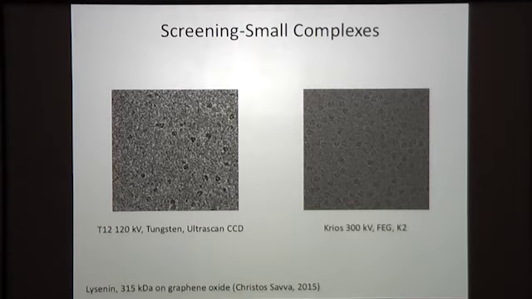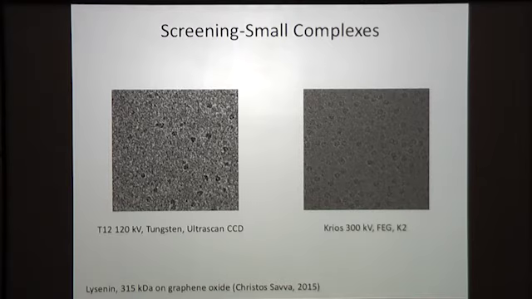So large things show up nicely, even if you're using a thermionic gun. Go down to smaller things. This is lysenin, about 300 kilodalton. You can see on the FEG, you have nice particles. You can tell orientations. You can see internal details. Again, this is the K2. But if you look at it on tungsten, you can see the particles, but they look kind of fuzzy. You can't really see internal features. So it's still usable at this size range as long as the sample is actually behaving and it's not falling apart. You can see things. It's when things don't go right that you can have problems with a thermionic source.